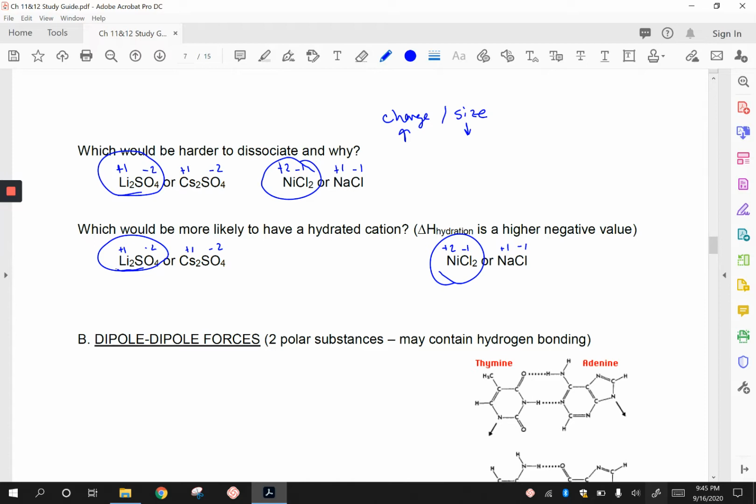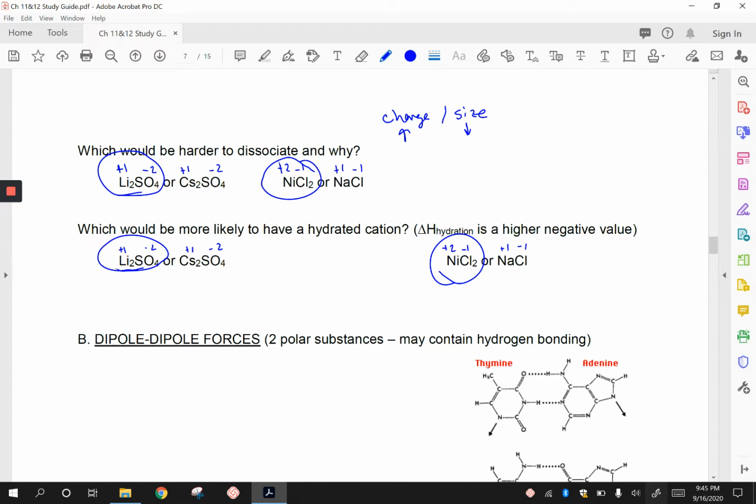Same thing with this one. These are harder to separate from each other, but it is easier to surround with water. And so the stronger these ionic interactions, the harder it is to separate the ions, but the easier it is to hydrate. And so they will not ask you which one is more soluble. They will either ask it like this, where they're only talking about the dissociation aspect or the hydration aspect, or they might tell you, hey, NaCl is more soluble in water than NiCl2.